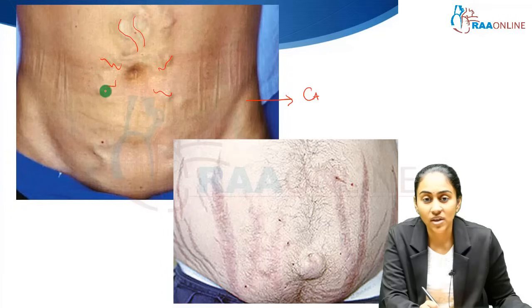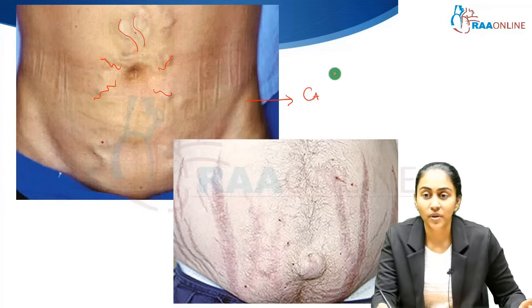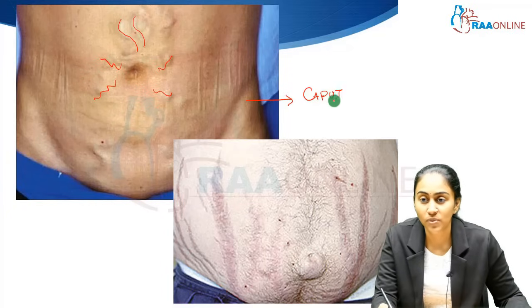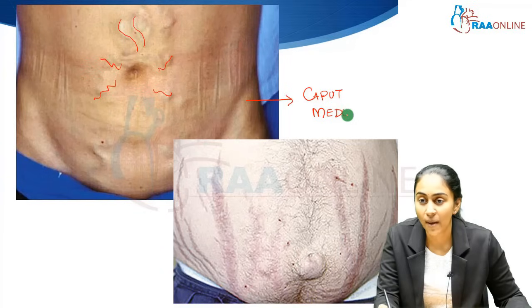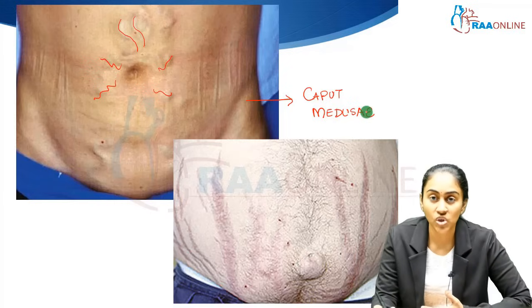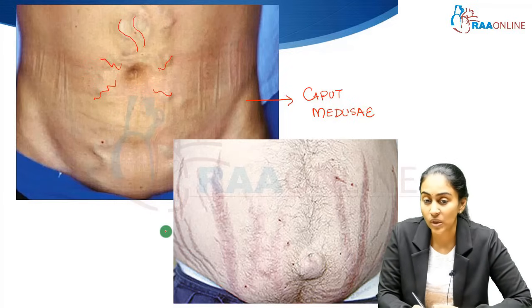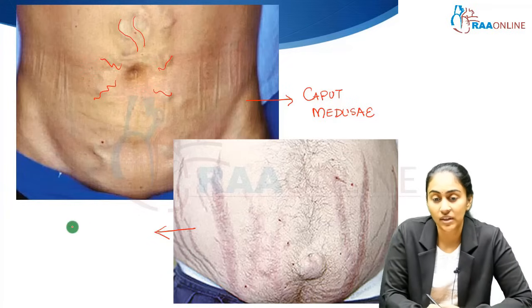Now, this is caput medusa. Caput medusa is basically head of Medusa. So, Medusa was a demoness who had hair looking all wavy like this. That is why this is called caput medusa. This is one of the portosystemic shunts, portosystemic collaterals which open up in patients with portal hypertension secondary to chronic liver disease.